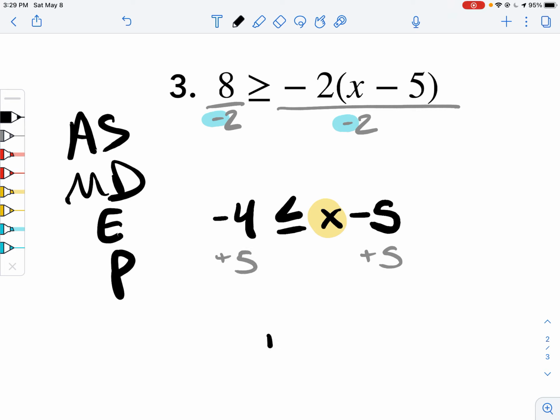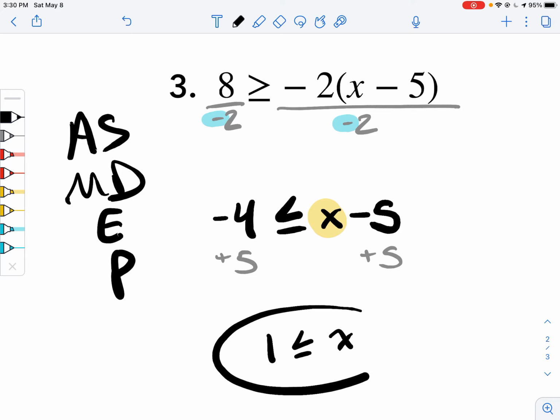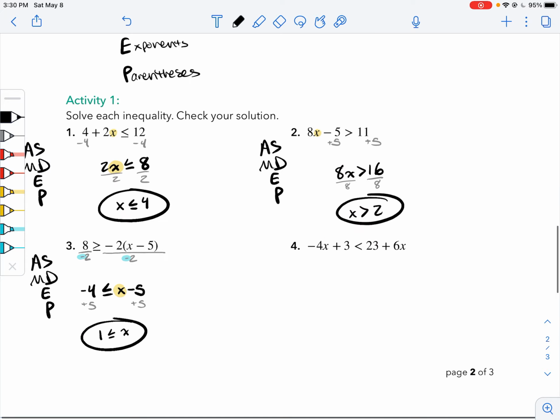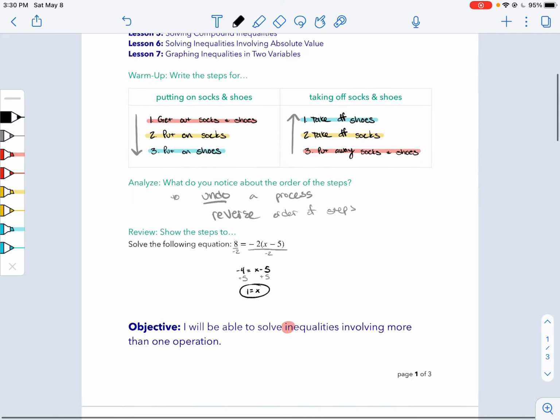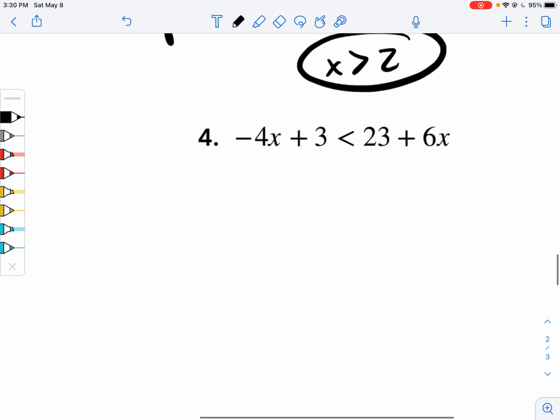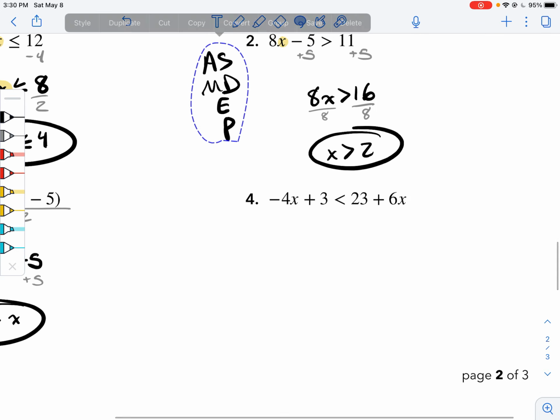This gives us 1 is less than or equal to x. That sounds really familiar. Check that out. All right, cool. For our last guy, we're going to work on our asymptote.